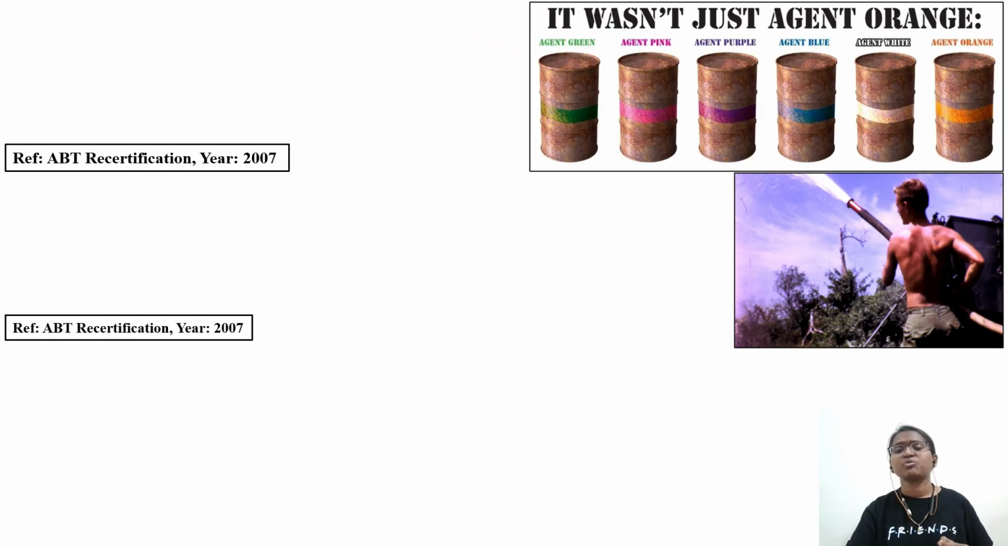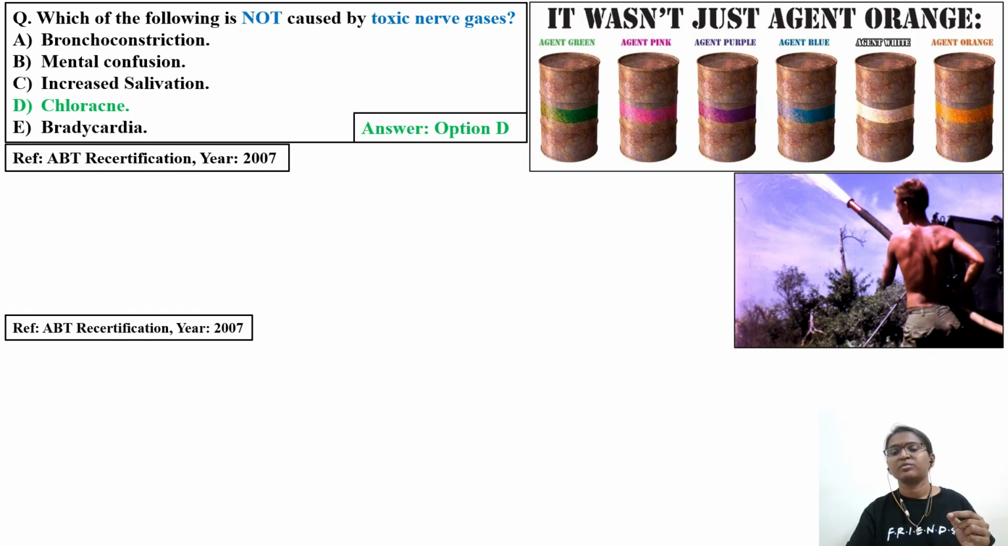Then next we'll discuss different types of agents. Apart from Agent Orange, during the Vietnam War there were other herbicides which were used, like Agent Green, Pink, Purple, Blue, and White, based on the chemical. But in the case of Agent Orange, it was TCDD. Here you can see typically a soldier spraying in the Vietnam jungle in order to kill the plants, weedicides.